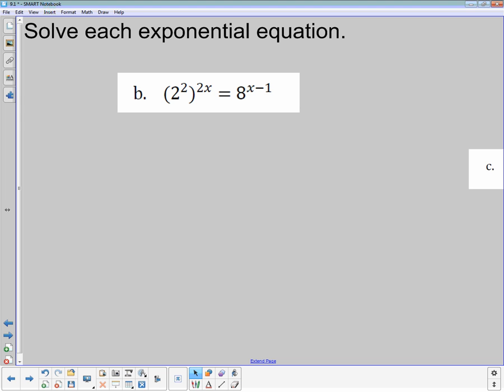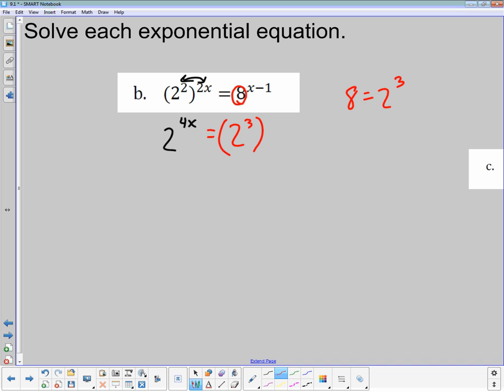I know that I can put these powers together. That's going to help me right off. So I know that I can make that 2 to the 4x power. The other thing I know is that I can take this 8. This 8 is the same thing as saying 2 to the third power. Okay, well there's my common base. So I'm going to have 2 to the third power raised to the x minus 1.